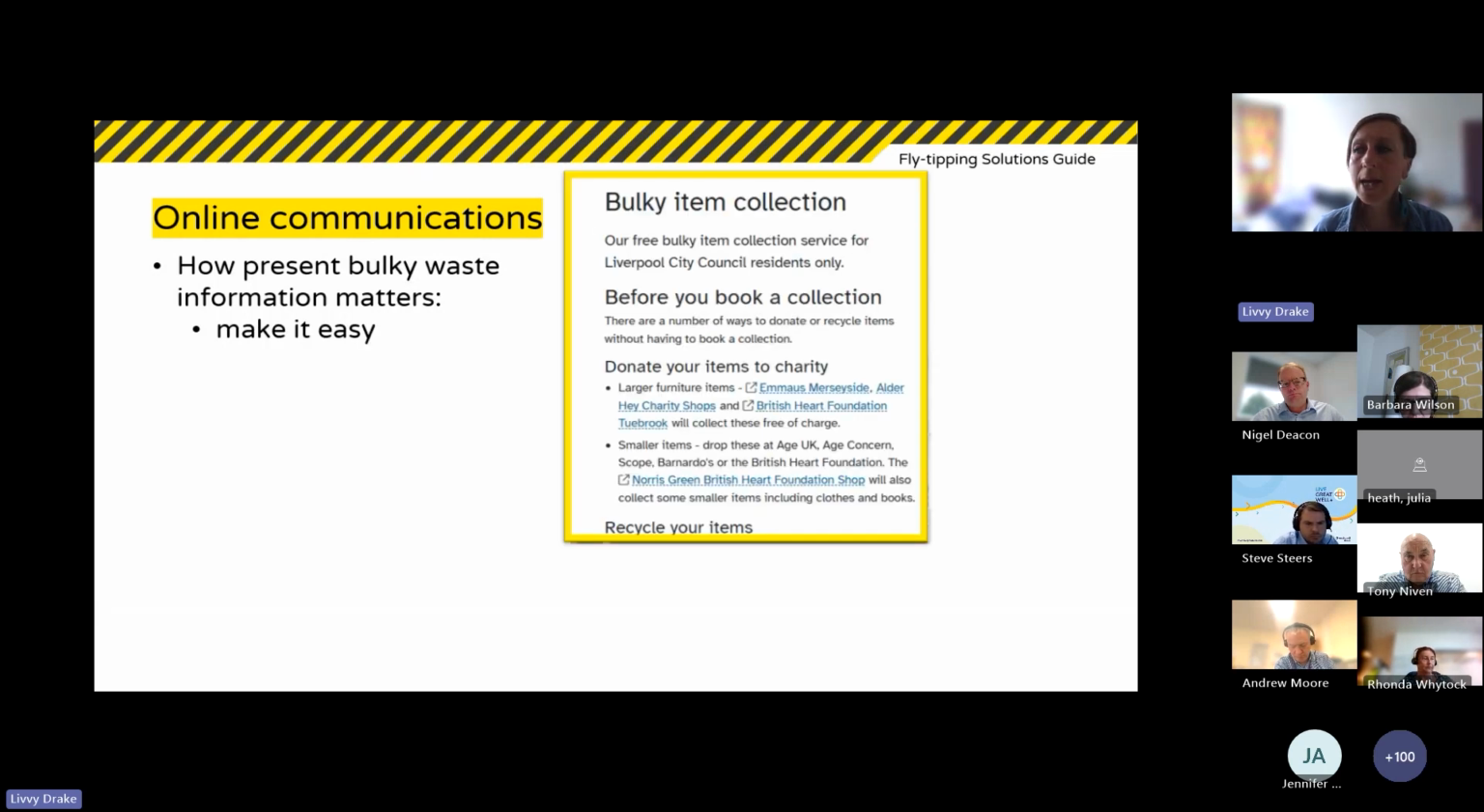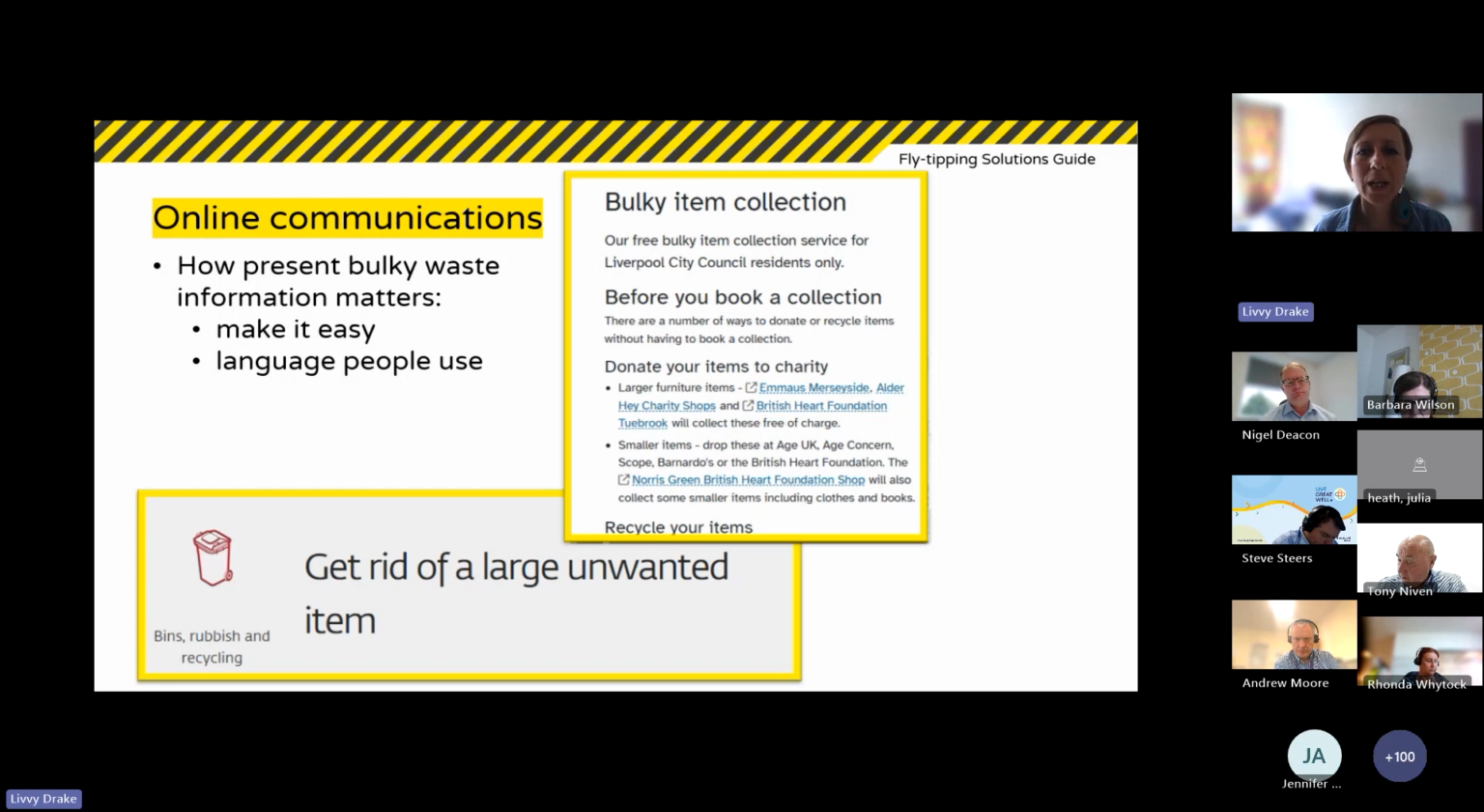And this example here from Liverpool, they've actually made it easier for people to do the donations. Before you can book a collection, the first thing they tell you is where you can donate items to a charity. And they've put the links to the actual charities. They haven't said, look for a local charity, because no one's going to do it. They want to know which charities collect things. Then they've got recycle your items, and then they've got book a bulky waste service.